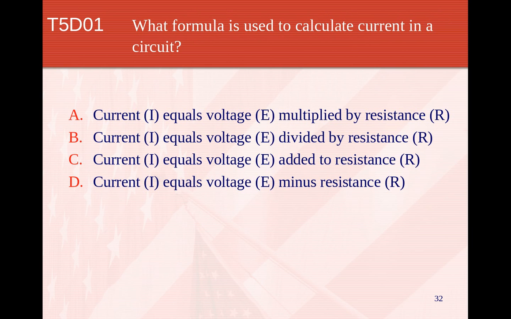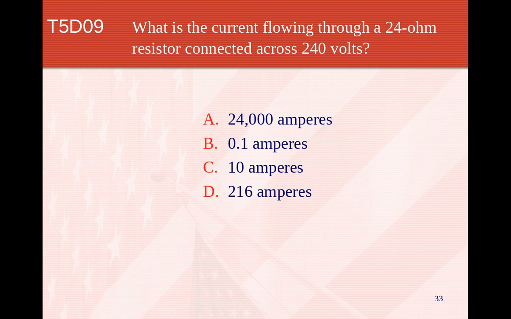What is the formula used to calculate the current in the circuit? Current is equal to voltage divided by the resistance, E over R. So what is the current through a 24 ohm resistor connected across 240 volts? So E over R equals I. So 240 divided by 24 gives us 10 amps.